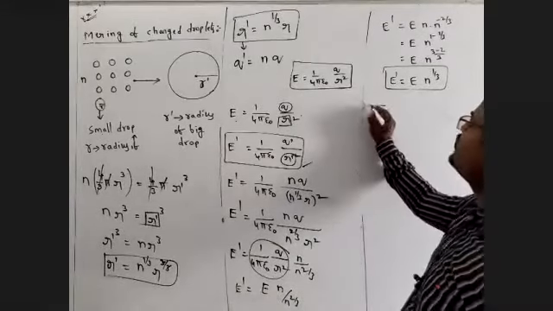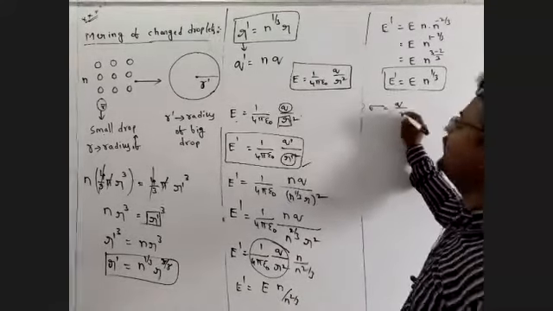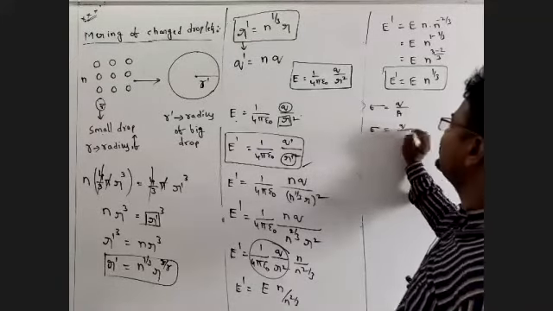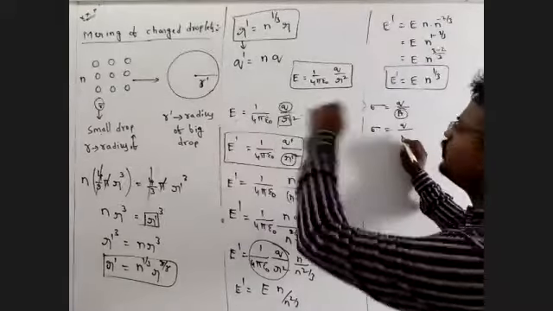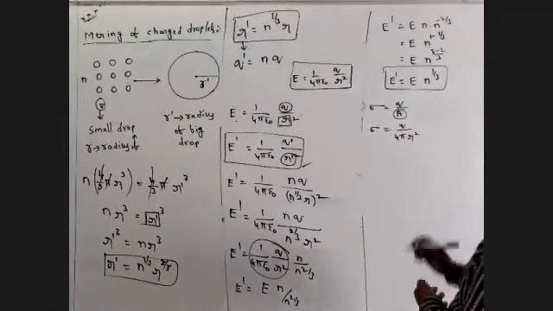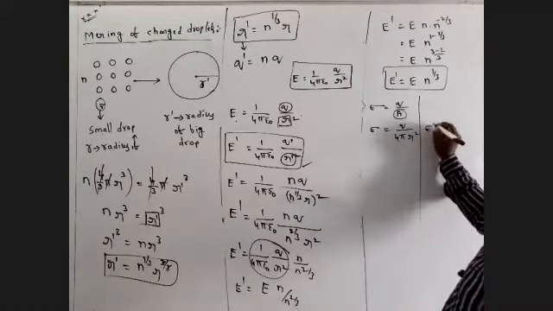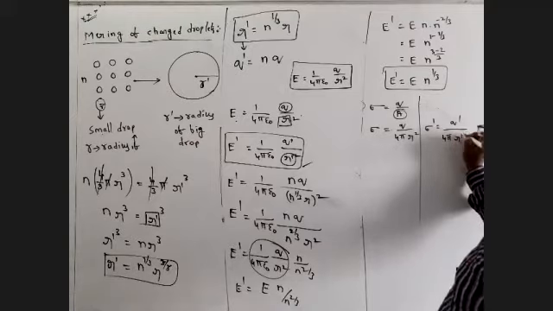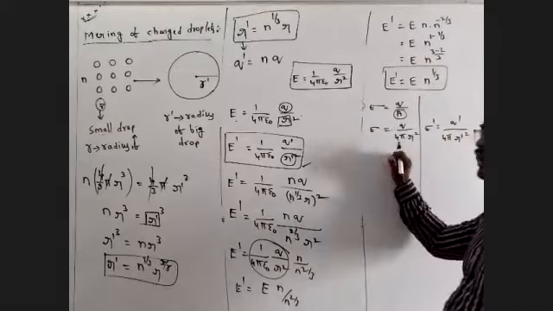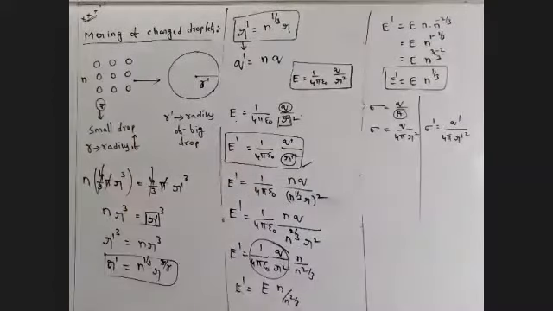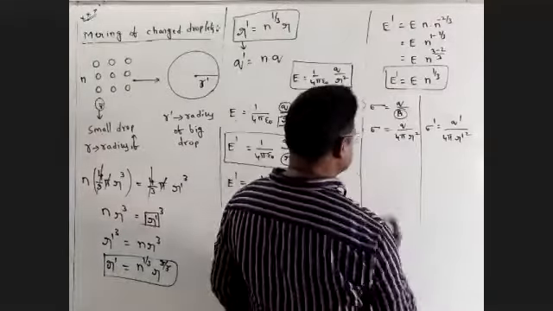Sigma is equal to the general formula: sigma is equal to charge by area, that is Q by area. What is the area of the small drop? That is 4 pi r square. So sigma dash value is equal to Q dash by 4 pi r dash square. This is for the small drop, and this is for the large drop. This is the sigma value.